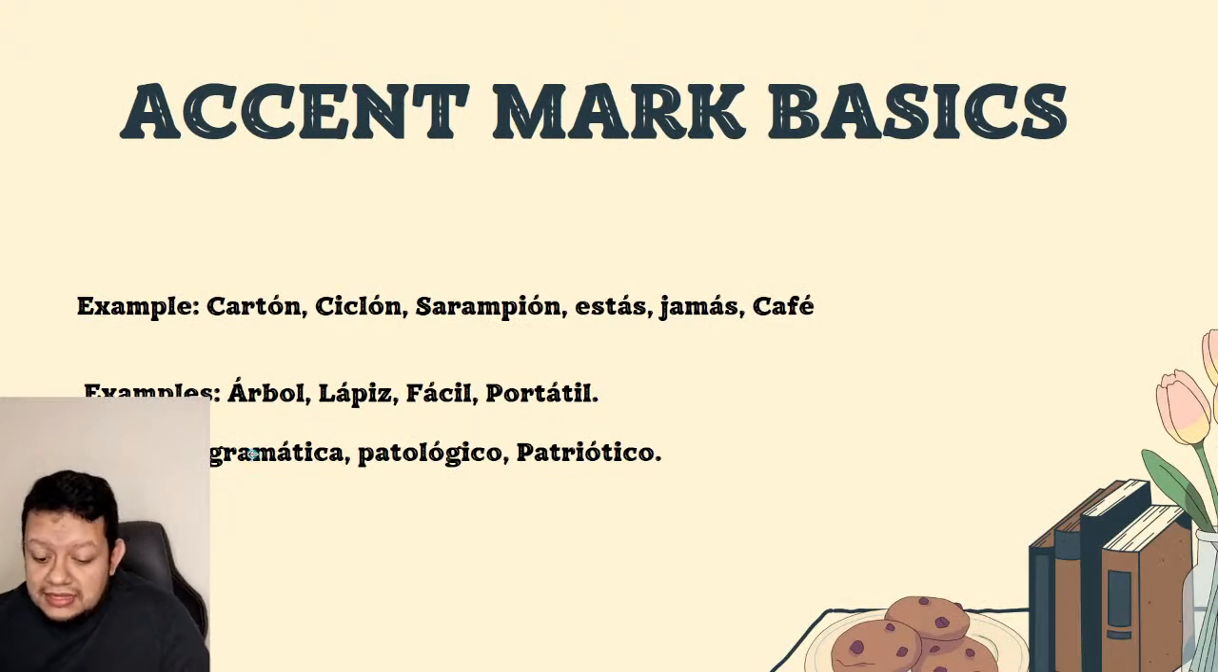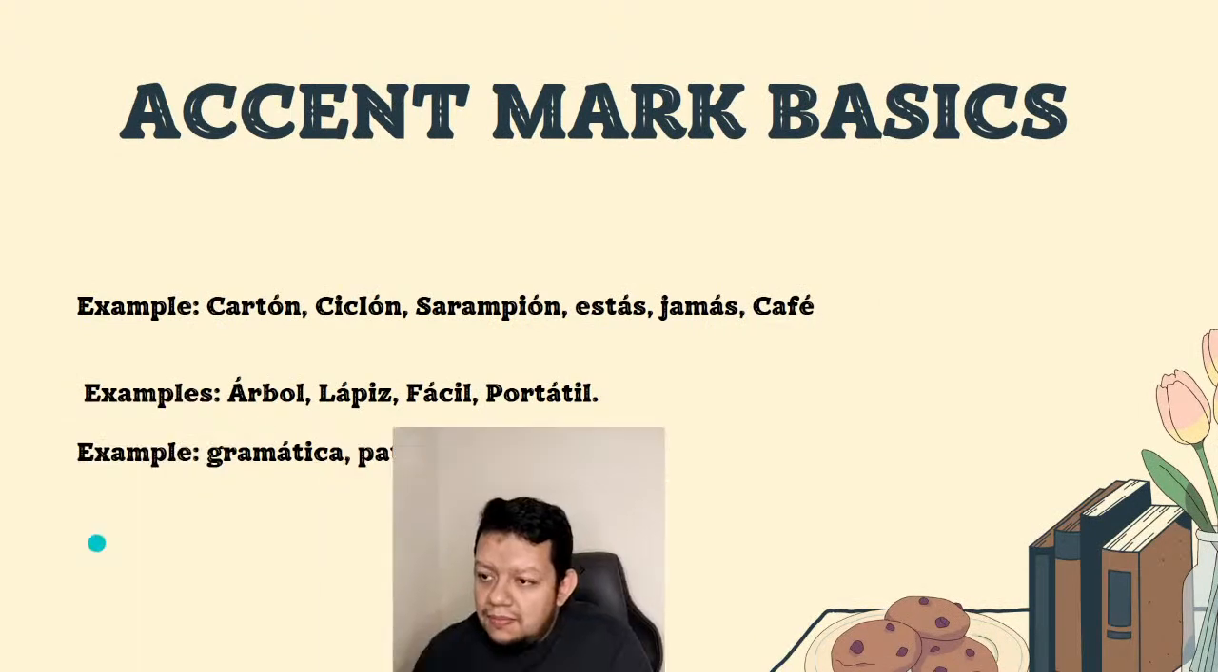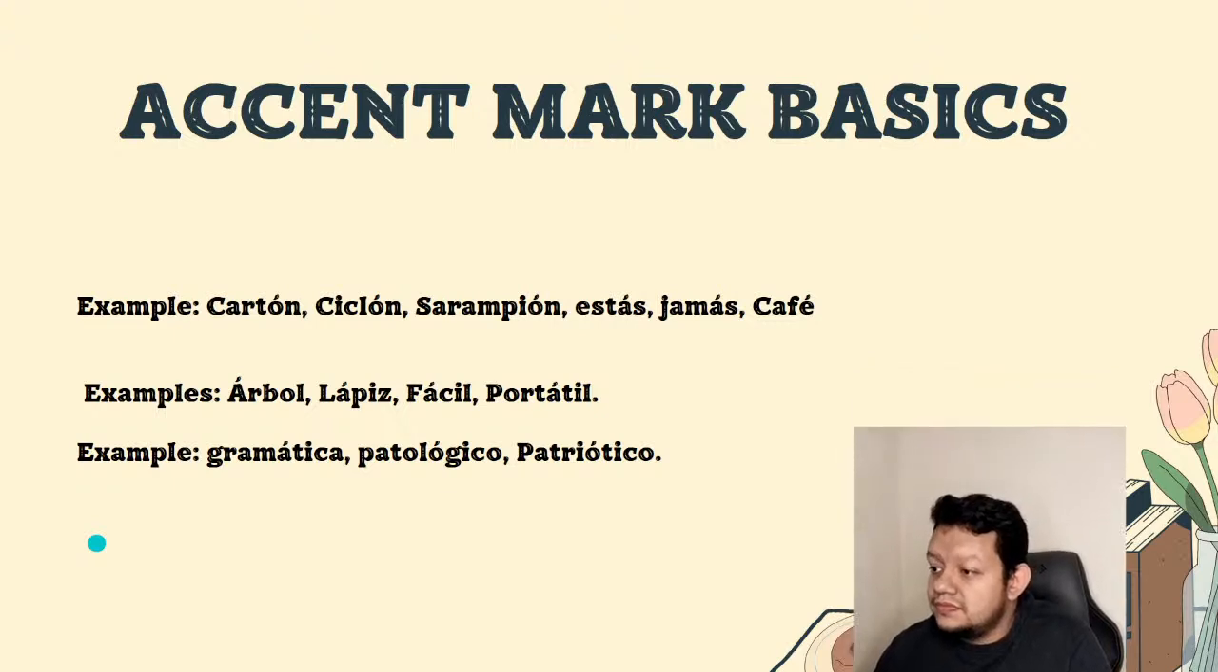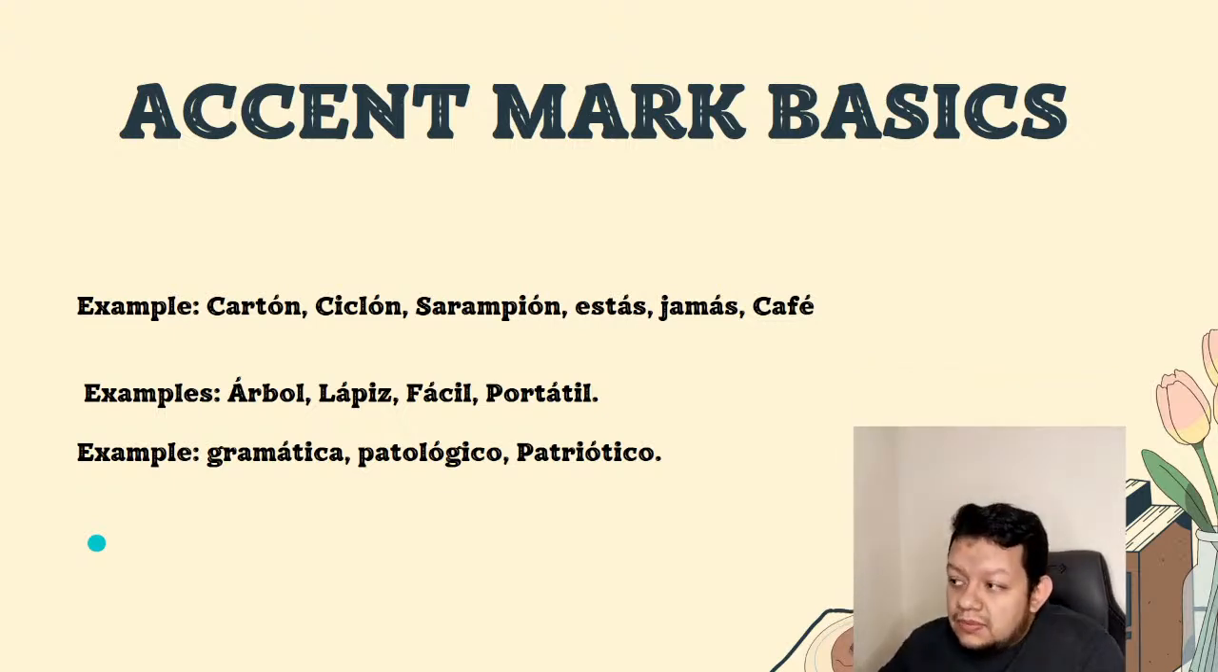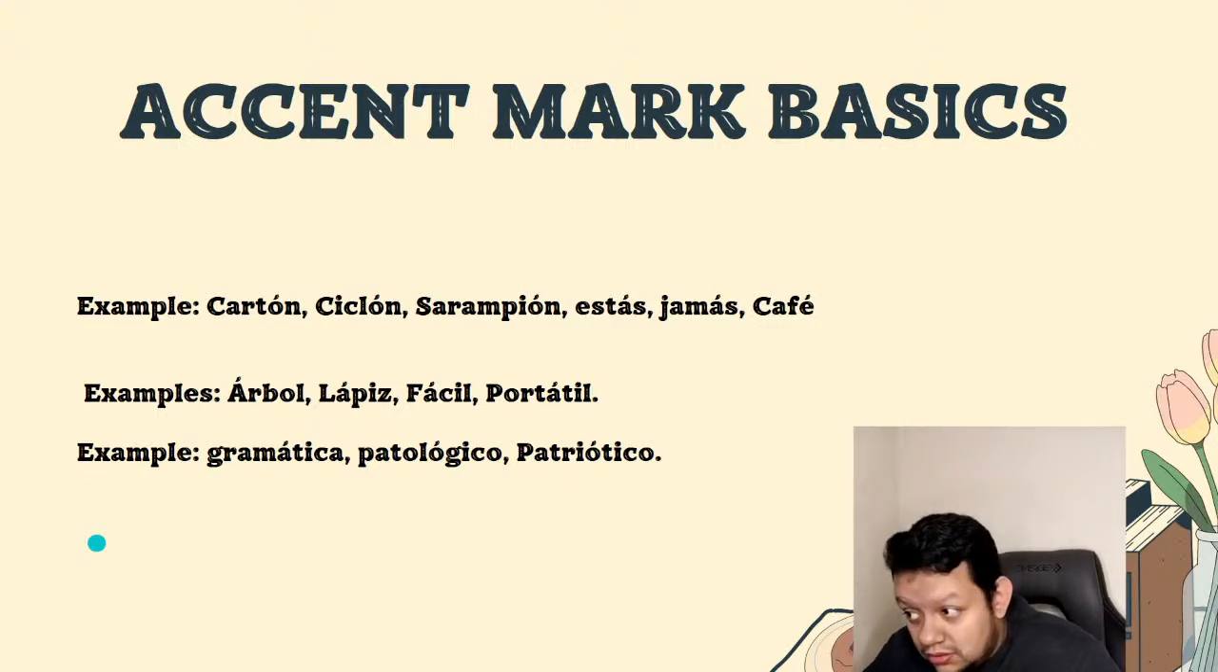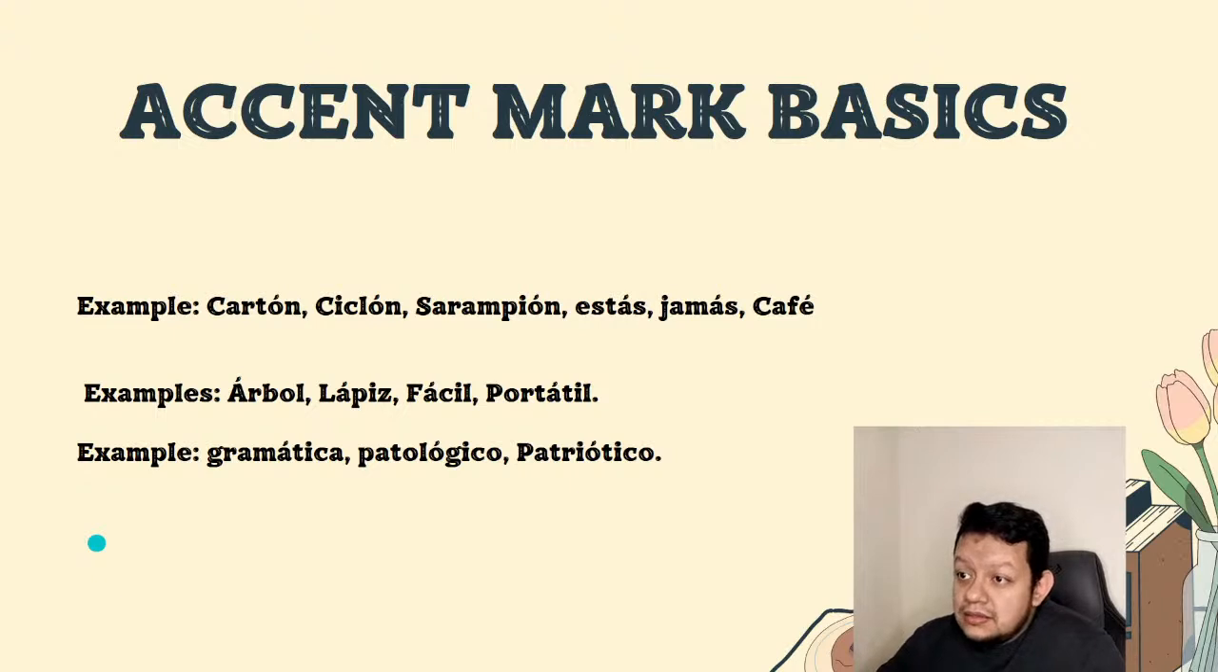So these are some examples of words where we would use the accent mark: cartón, or a box, like cardboard, I'm sorry; ciclón; sarampión. That's one of those words where the ión is automatically telling you the accent mark is going to go there no matter what. Estás, jamás, y café.